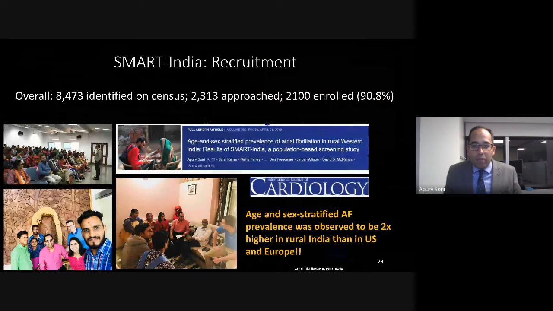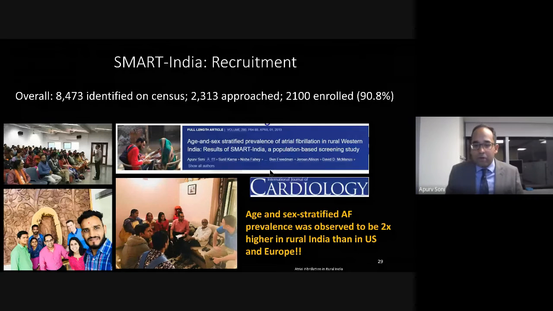Ultimately, we enrolled about 2,100 participants with a response rate of 91%, and we published the results in the International Journal of Cardiology, which showed that age and sex stratified AFib prevalence was observed to be twice as high in rural India than in the US and Europe, which really challenges that Global Burden of Disease map that I showed earlier.